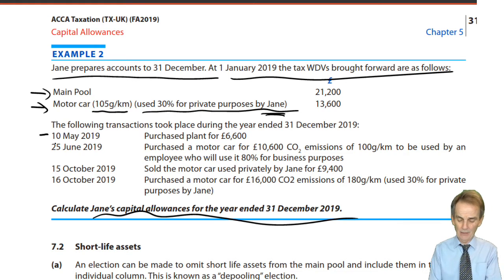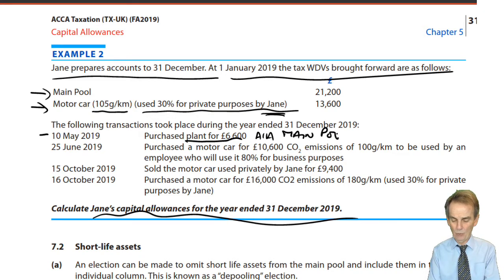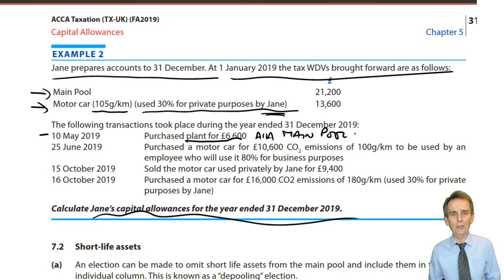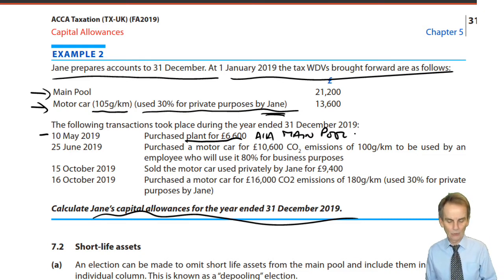So what have we got happening during the period? On the 10th of May 19, purchased plant for 6,600. That, of course, is AIA, and it's main pool expenditure. It's not going to make any difference here whether it was main or special rate, because there is more than sufficient allowance limit, £1 million worth indeed, to absorb a mere 6,600. We'll get our 100% AIA.